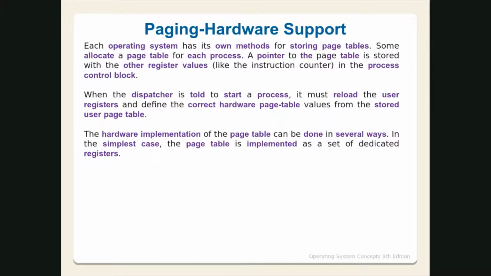Then for each process you have a page table. One process contains one page table. Another process will have another page table. So there is a pointer to the page table. The pointer is stored in a register, stored with other register values. Then the hardware implementation of the page table can be done in several different ways.